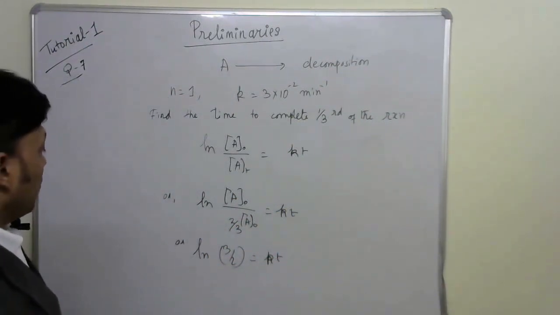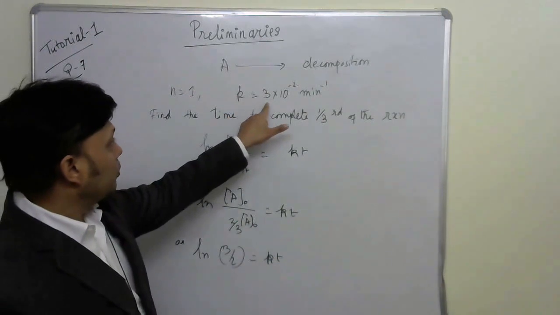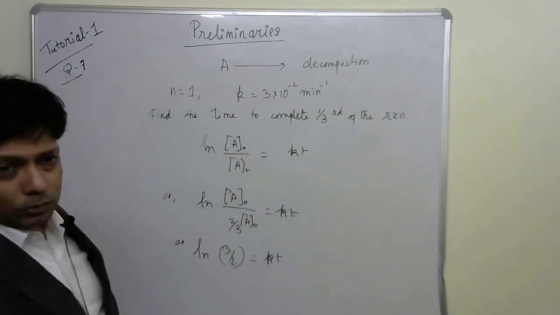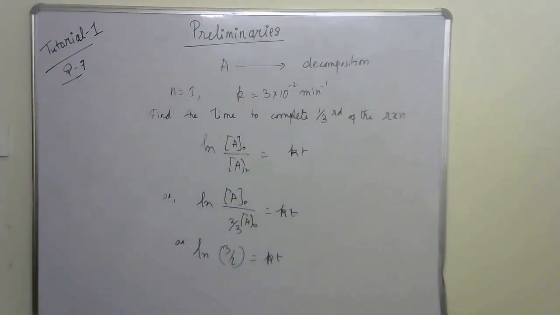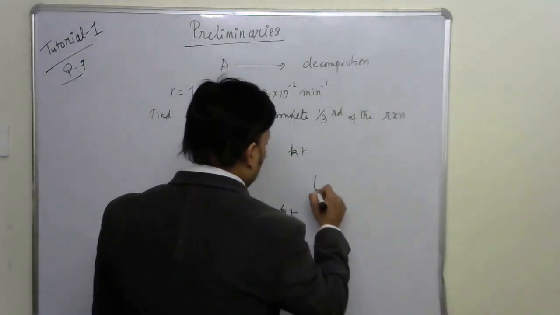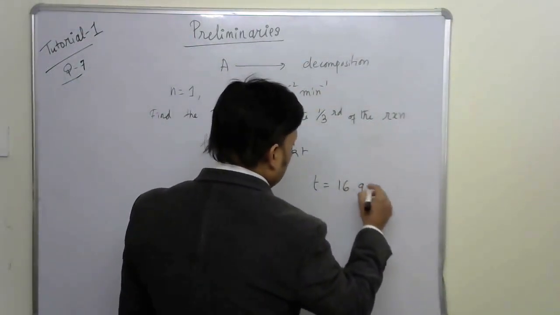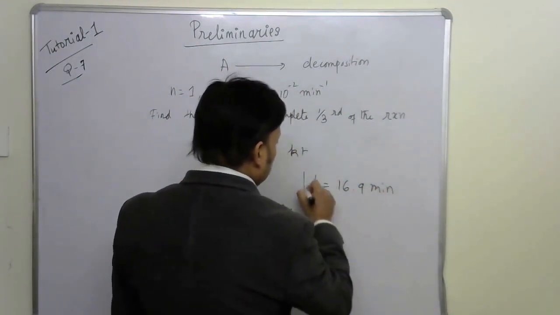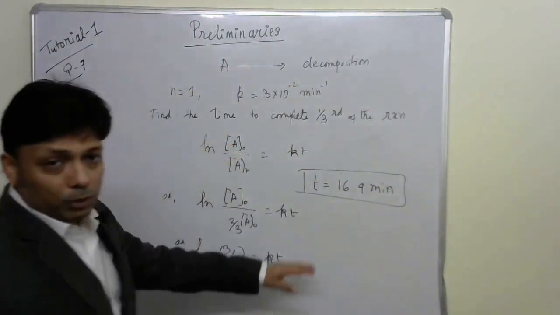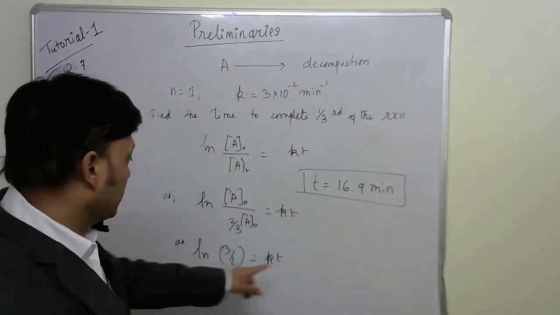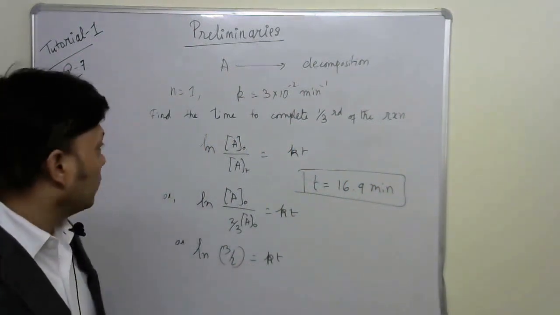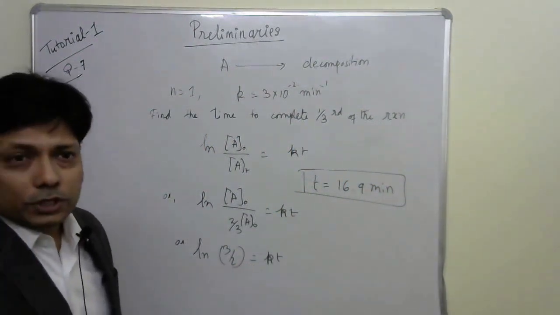Therefore, if we put the value of K equal to 3 multiplied by 10 to the power minus 2 min inverse, we should get the value of t somewhere around 16.9 minutes, something like this. So please verify this answer from this equation. Okay, so next we go to question number 8.